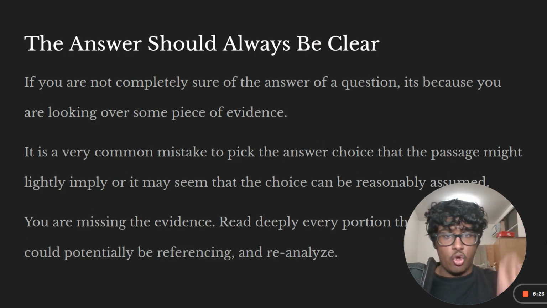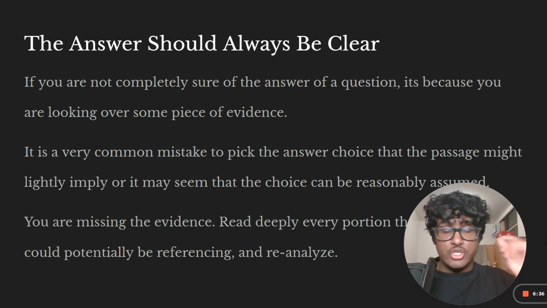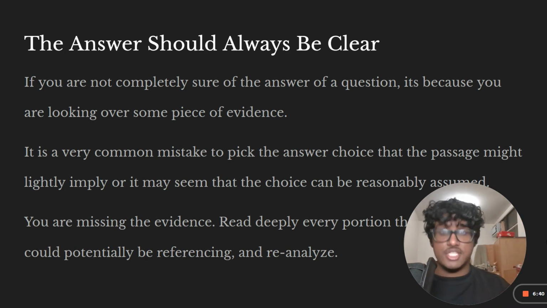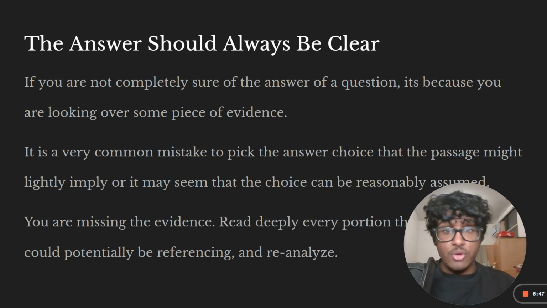The answer should always be explicitly clear, right? And that makes complete sense, but sometimes it's just not. Sometimes you're just unsure of what it is. But when you are unsure, you have to realize that it's because you're overlooking a certain piece of evidence. There's something in the answer choice that the evidence in the passage completely disproves, right? So 70% of the answer choice might be right, but that last 30% makes it wrong, right? Or an assumption that we don't technically know.